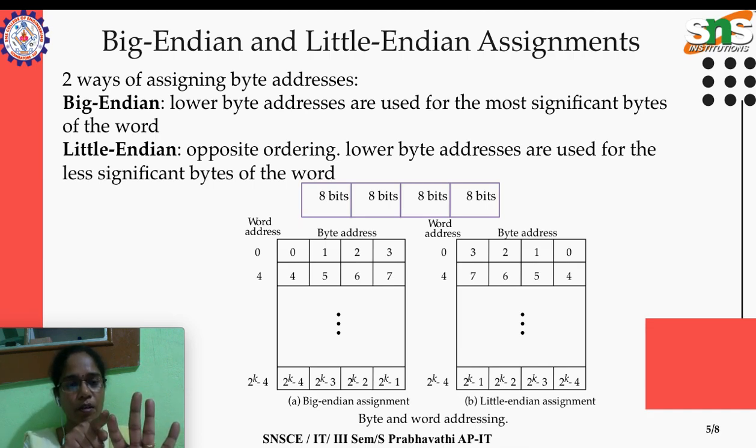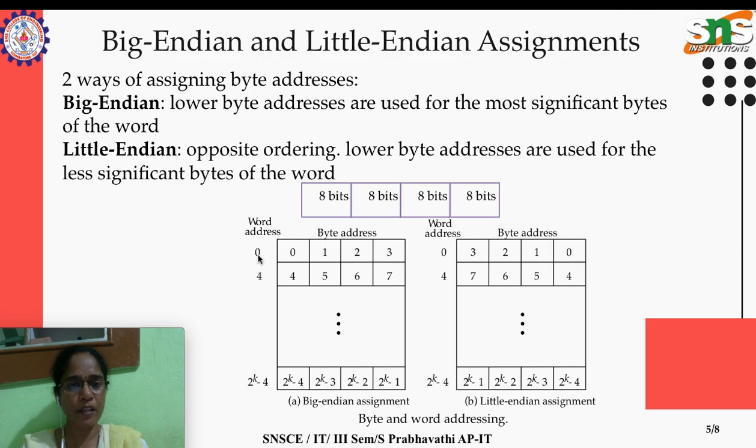The first character has byte address 0, followed by 1, 2, 3. That's the diagram it shows here. Don't confuse this with the memory. It shows the assignment of byte addresses to the word. These are all addresses. Outside this cell, we are representing the word address. So the first word will be at memory location 0.